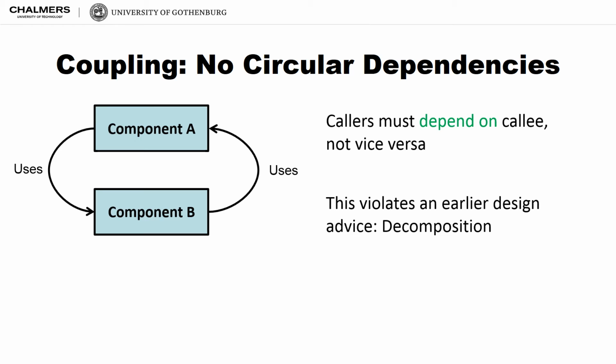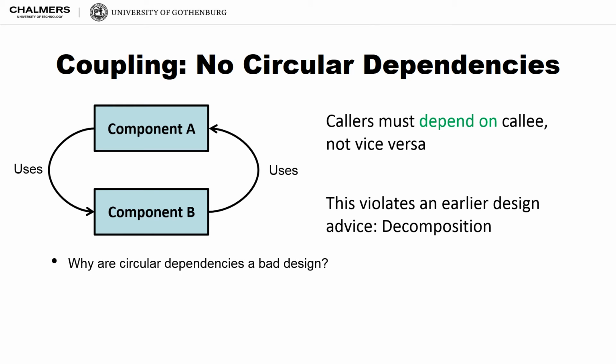Let's look at the next principle related to coupling. This principle says that we should avoid circular dependencies. A circular dependency is a relation between two or more modules which either directly or indirectly depend on each other.